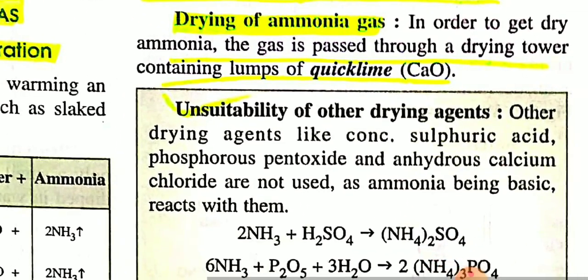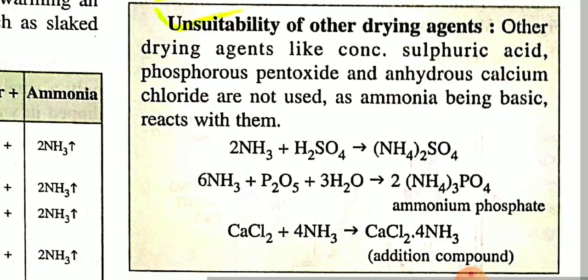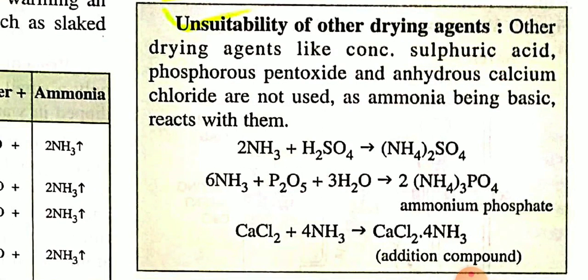So to dry ammonia gas, you have to take quicklime, calcium oxide. You cannot dry ammonia gas using concentrated sulfuric acid, phosphorus pentoxide or calcium chloride, because these substances react with ammonia gas. Other drying agents like concentrated sulfuric acid, phosphorus pentoxide and anhydrous calcium chloride are not used, as ammonia gas is basic in nature. It reacts with these drying agents.